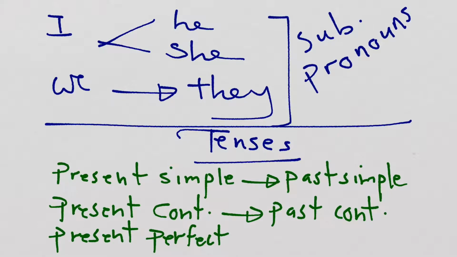As we said before, you have to change the tenses of the sentence or the main tense of the sentence. If it is present, as we said, you have to change it into past. Present continuous, you have to change it into past continuous. Present perfect, you have to change it into past perfect.